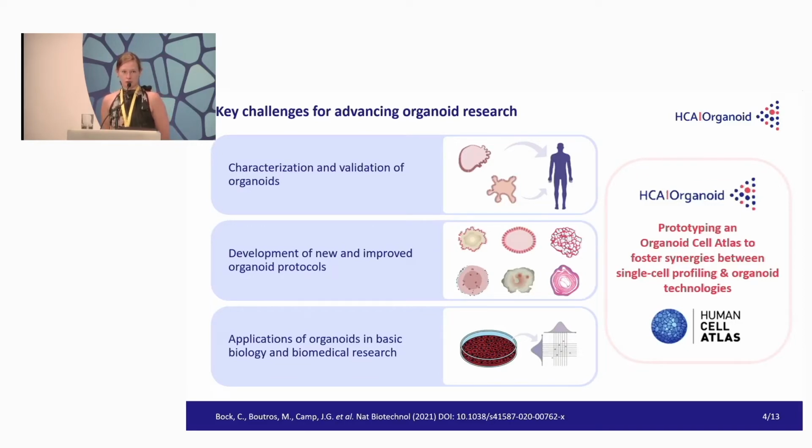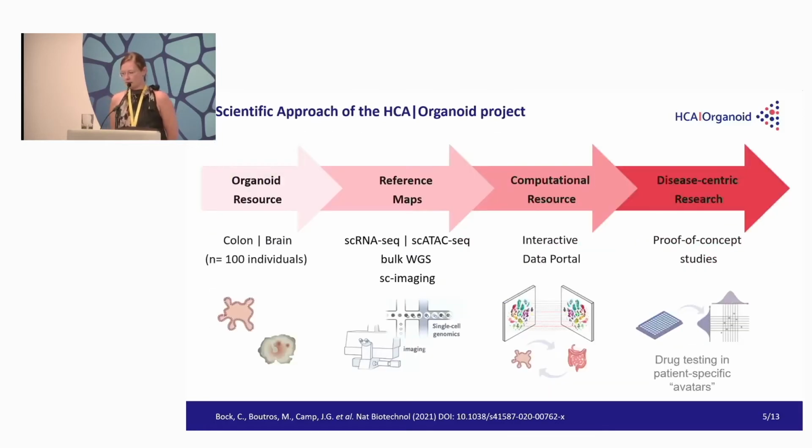We still have a lot of key challenges when we talk about organoid technology, and also if we want to advance organoid research to track down biomedical questions. The first challenge is that we have to characterize and validate organoids as valuable models of human biology. Based on this, we want to develop more organoid models as well as improved protocols that include a diverse set of cell types. And lastly, we want to apply organoids to basic biology and biomedical research. All those key challenges can be addressed by generating an organoid cell atlas within the Human Cell Atlas initiative.